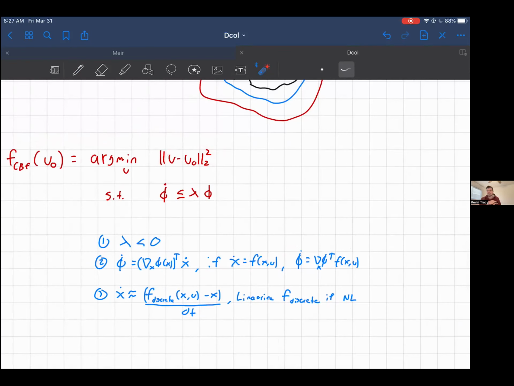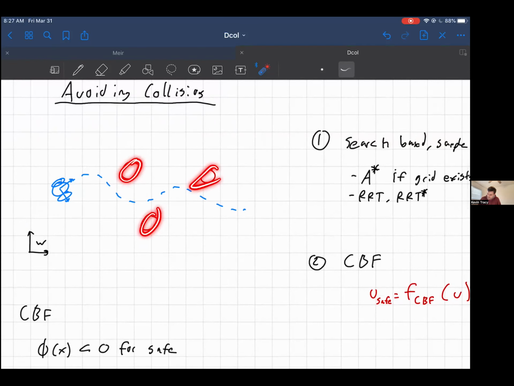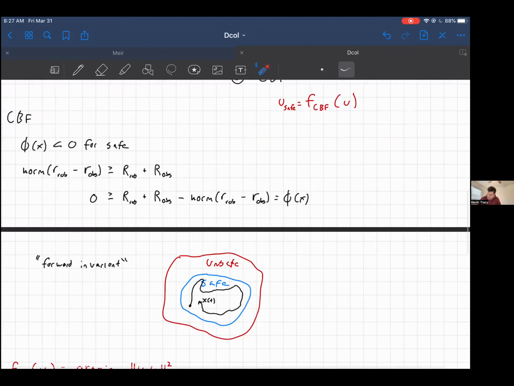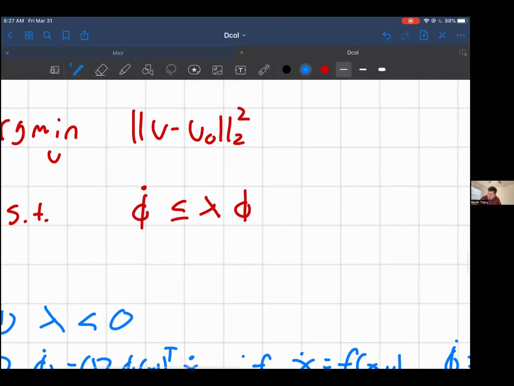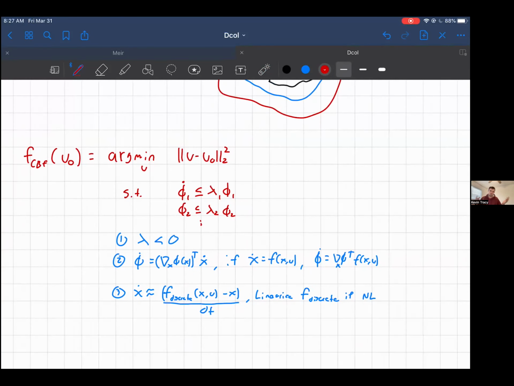Another thing to note is that if I have multiple different objects in the scene, like the example I drew up here, I have 3 different shapes. This safety function I wrote down was for one of the shapes, but I can do this for all 3 of the shapes. I just create a new safe function for each of these shapes. So if I want to start adding stuff, I'll do the following. I can add the second one, and I can add as many safe functions as I want to, and the control barrier function will just deal with it. So this is a super fast, nice QP.